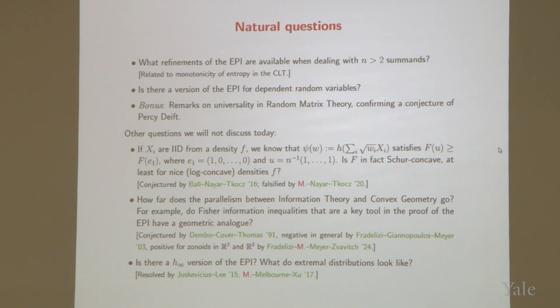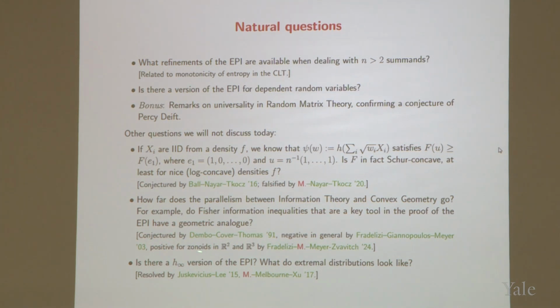For example, there are Fisher information inequalities that play a key role in the proof of the entropy power inequality. One can ask, is there a geometric analog of those, which would have to do with surface area, because Fisher information appears as a derivative of entropy, just as surface areas appear as derivatives of volume.